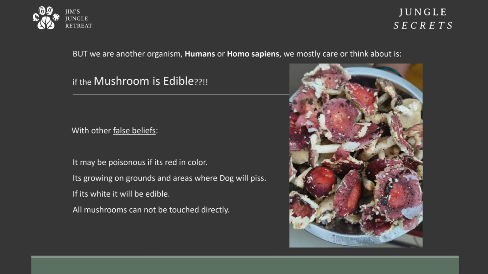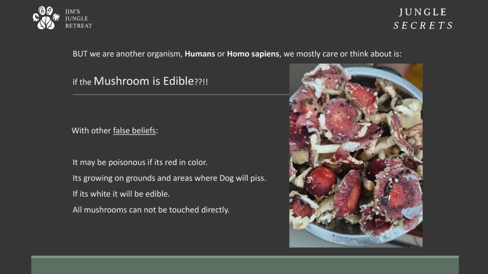I never use gloves. So all of these points, where if it is red in color it's not edible, calling it that it will only grow where the dog will piss, or if it is white it is edible, or all mushrooms cannot be touched directly, these are all points which are not really true. All mushrooms can be touched, and I am still alive. It's 2025, and I'm doing this since 2020.